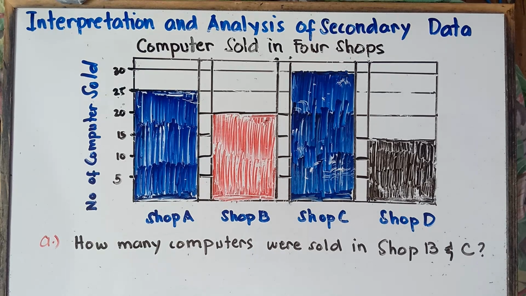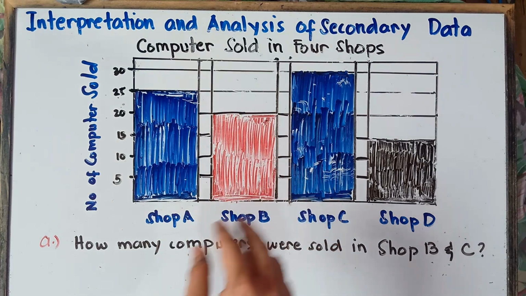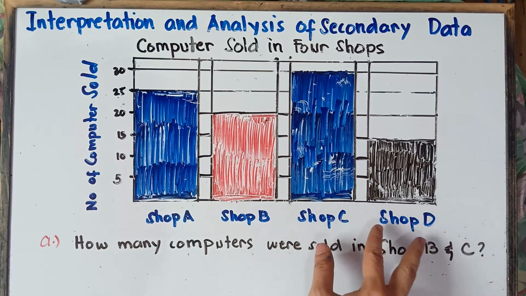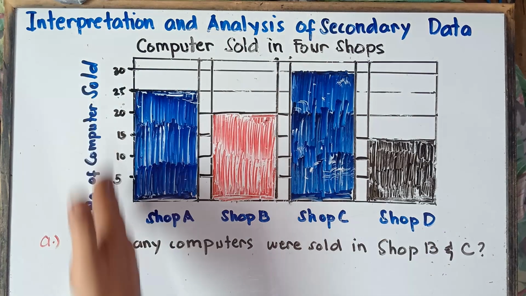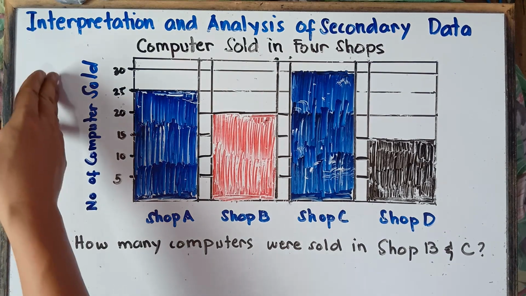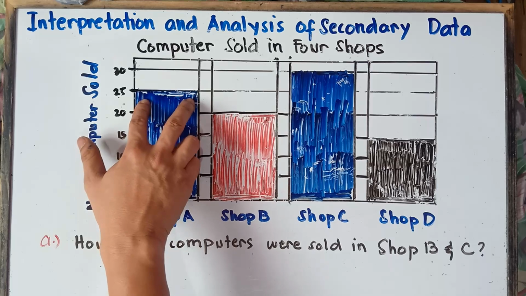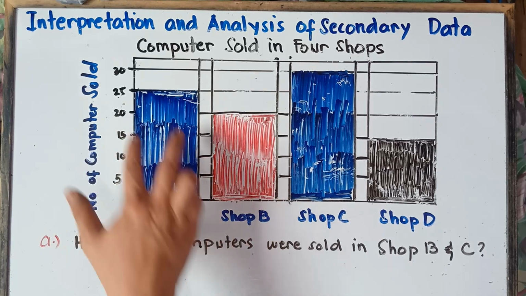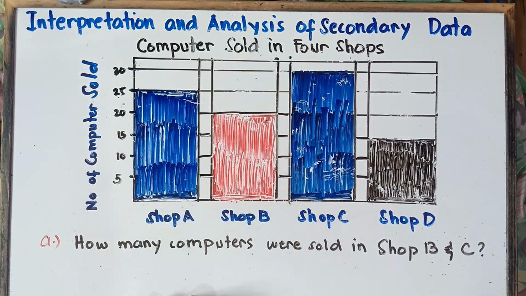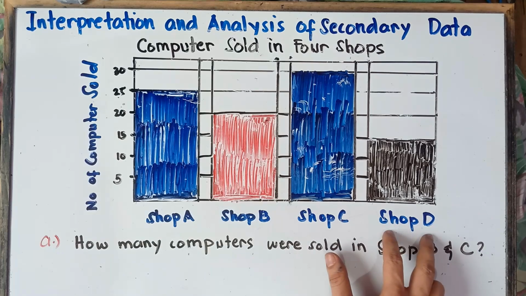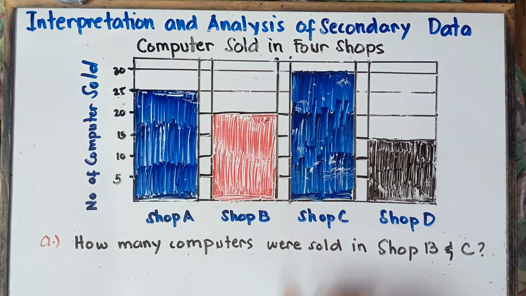So we are given computers sold in 4 shops. We have shop A, shop B, shop C, and shop D. On the left side, the vertical line, we have the number of computers sold. For shop A, there would be 25 computers sold. For shop B, 20 computers. For shop C, 30 computers. And for shop D, only 15 computers sold.